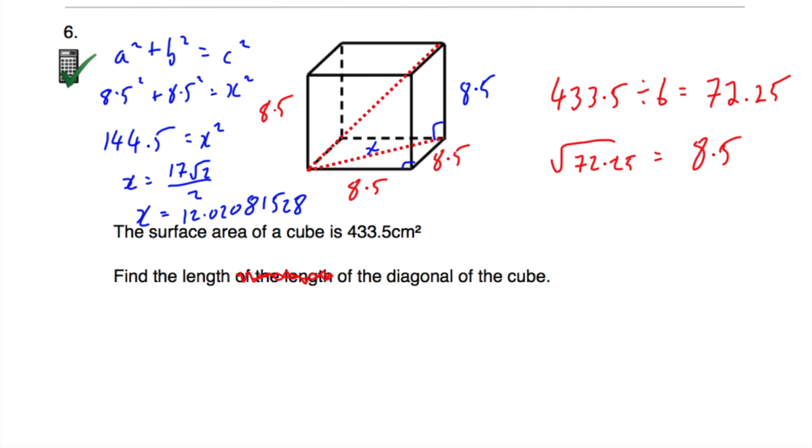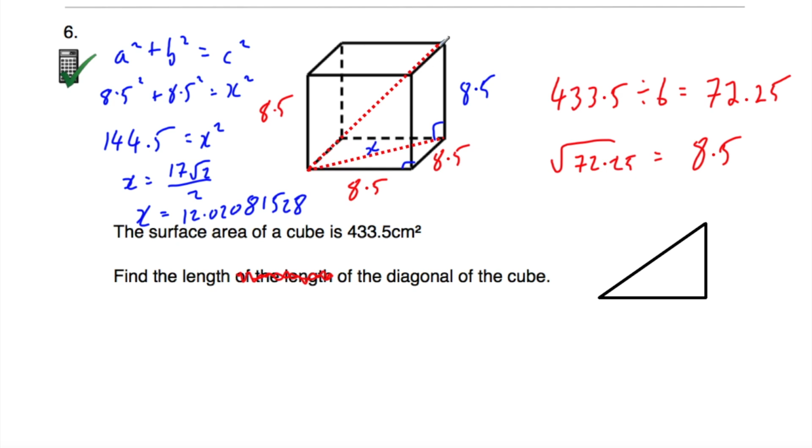Okay, so now that's fantastic. We found the length of this diagonal here. That's equal to 17 over 2 root 2, or 17 root 2 over 2, or 12.0208 and so on. That's the length of that diagonal. Now we can use Pythagoras' theorem again to find the diagonal of the cube. So let's draw a little sketch of that.